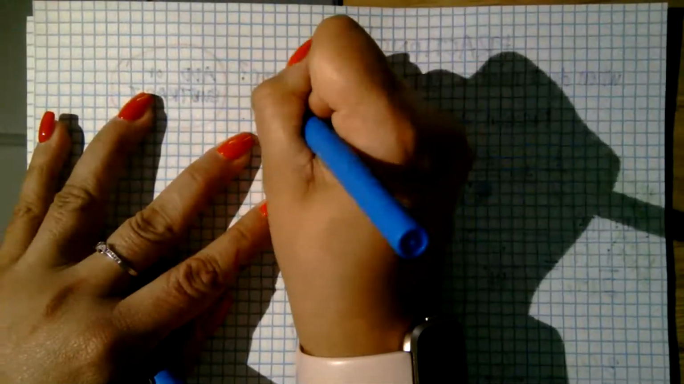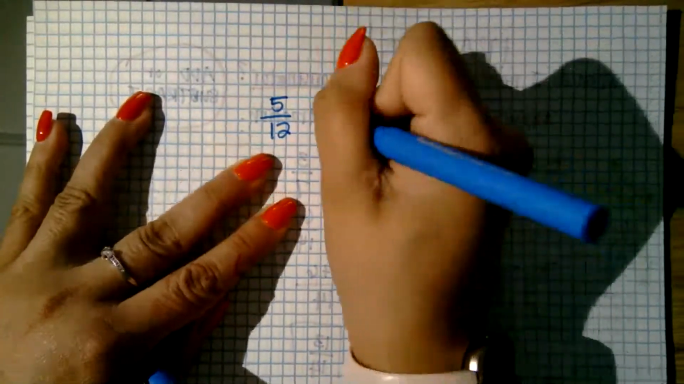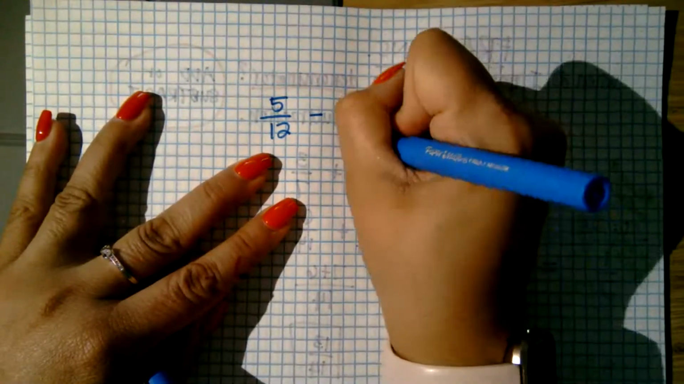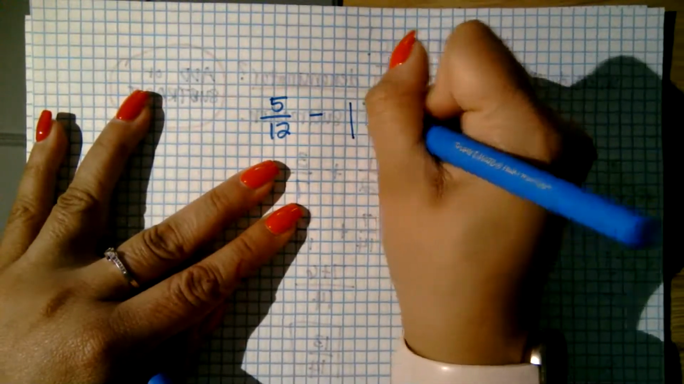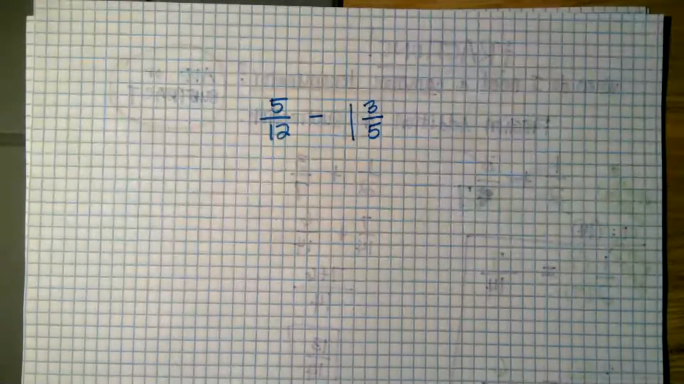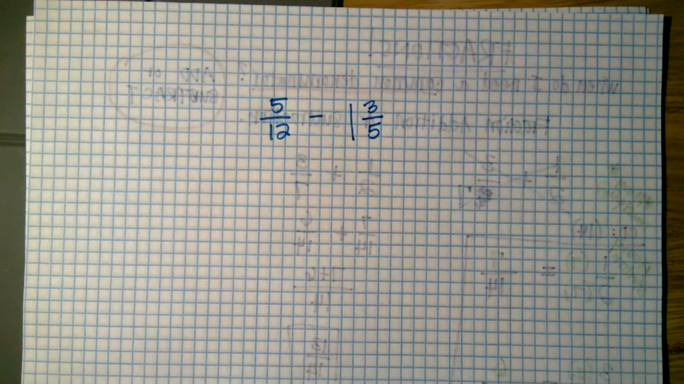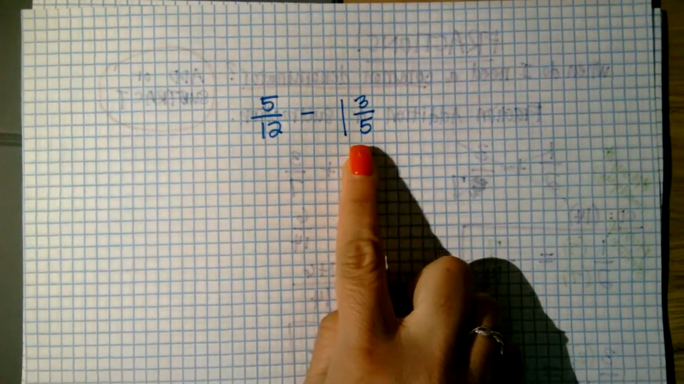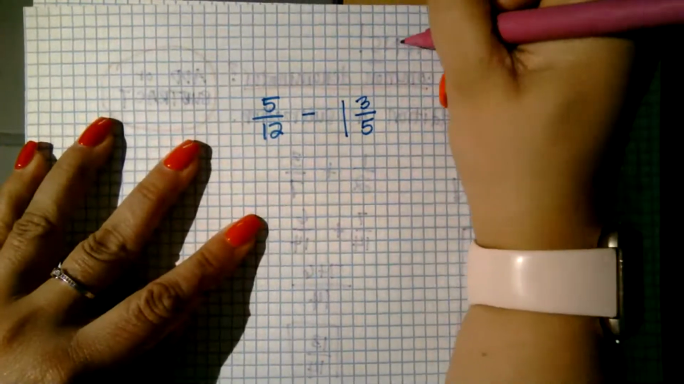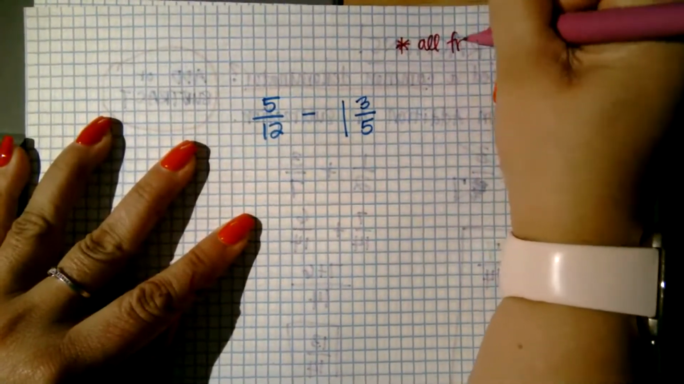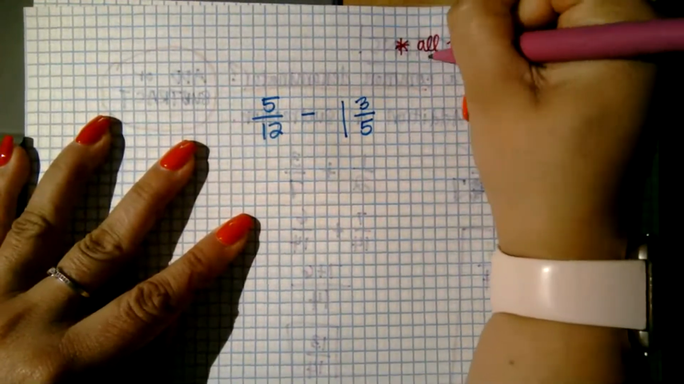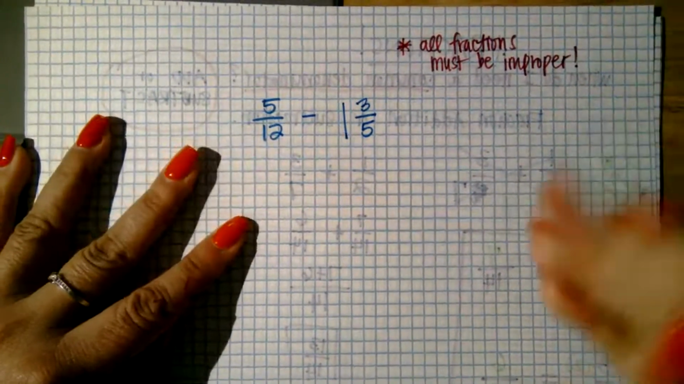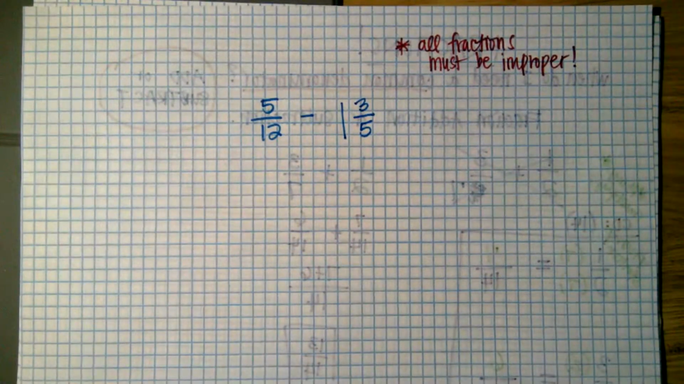So I'm going to say 5/12 take away 1 3/5. Ooh. So another rule I'm going to tackle here is that whenever we have a mixed number like this, I must turn it into improper. So all fractions must be improper before we begin, okay?